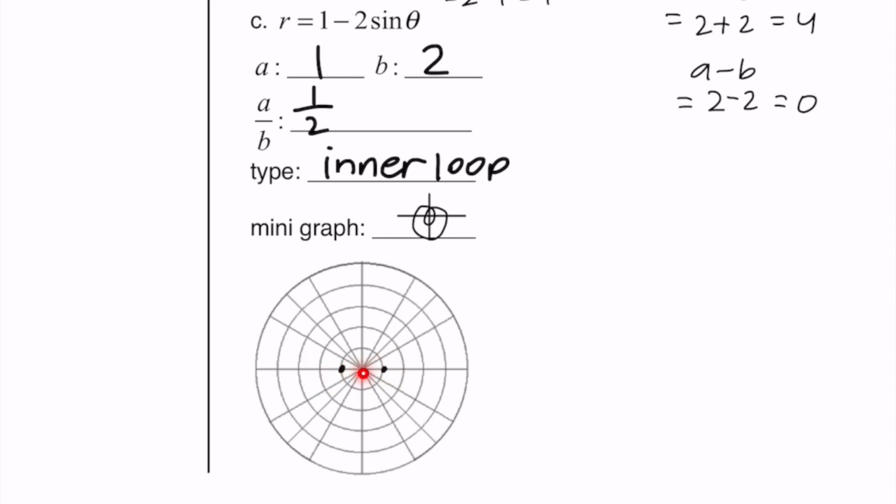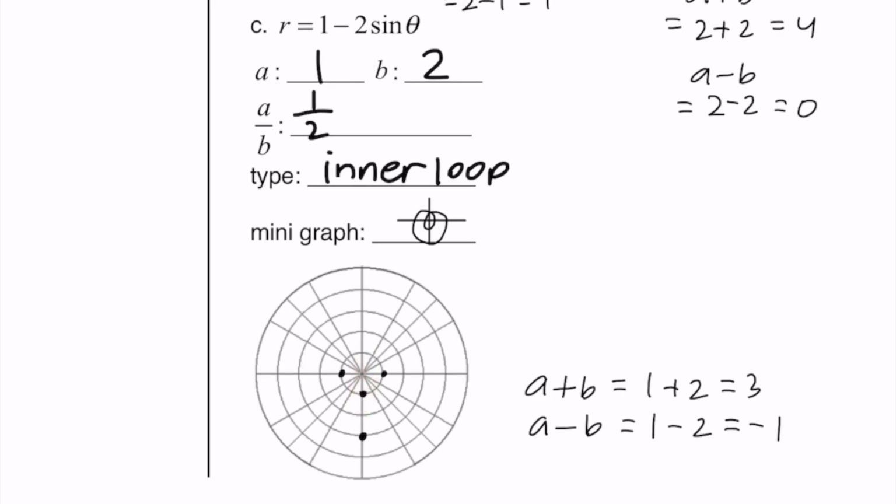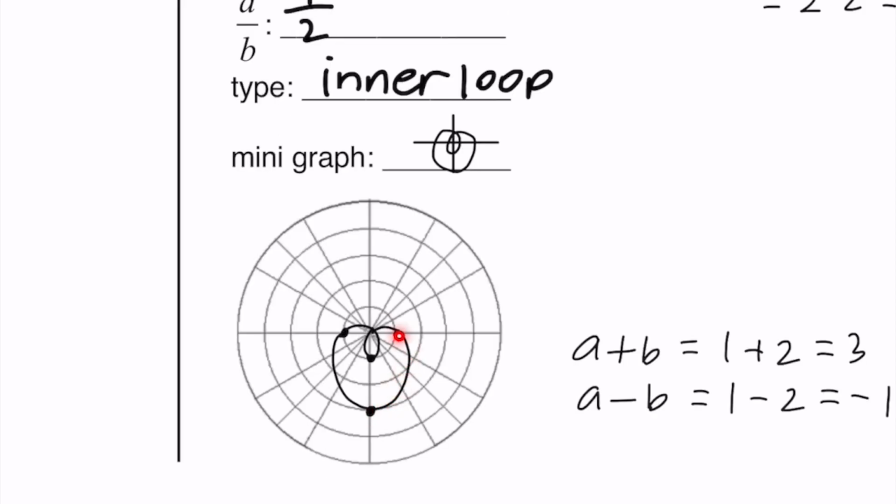Next, we're going to do A plus B, and that will tell us where to go down here. So A plus B is 1 plus 2, and you get 3, so we're going to come out 3. Next, we're going to do A minus B, so it's 1 minus 2, and you get -1. So since this value is negative, that means we're going to come into the graph. So I came in 1 unit, and then now we draw the inner loop. So here's our graph with the inner loop, and that's it.